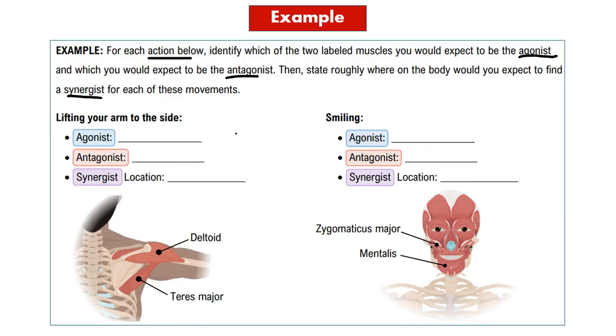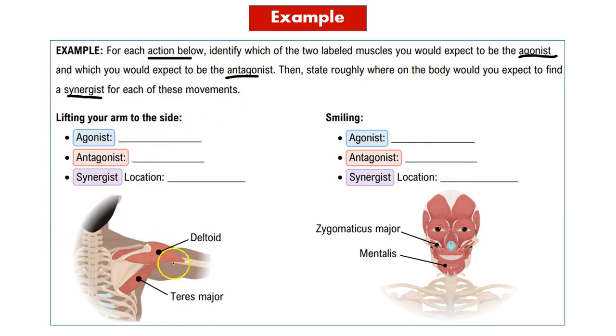And then we also said the antagonist is going to be opposing the agonist. So if the agonist is going to be contracting, the antagonist is going to be relaxing. Then we said synergists are going to aid the overall agonist. That means they're going to be adding force to that contraction, thereby strengthening it. So where would the synergist really be? Now, when I'm thinking of it, I'm like, well, the synergist has to be somewhere close to where our actual agonist is, because again, it's helping with that overall movement.